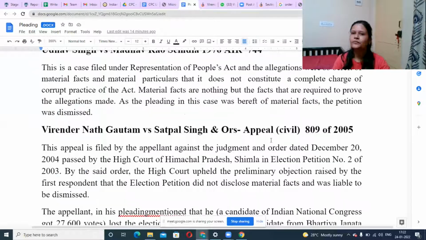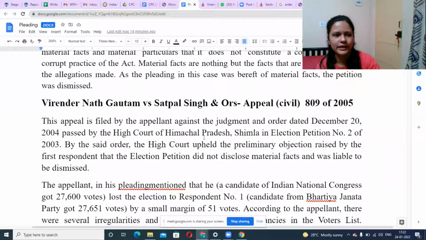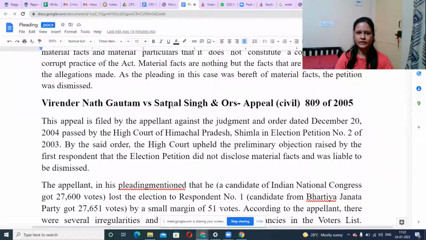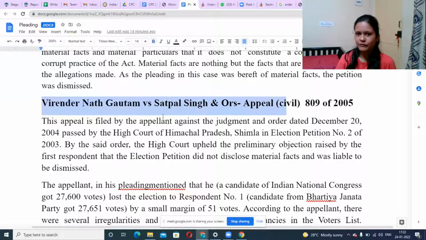Okay. So in the same way, there was one more case, which is Virendranath Gautam versus Satpal Singh, which is a case of 2003. Actually, the matter took place in 2003, and this case finally was cited in the year 2005. That's why we see 2005 here. Now, it was a case before the Supreme Court of India, which was filed as an appeal. Okay, a civil appeal was filed.